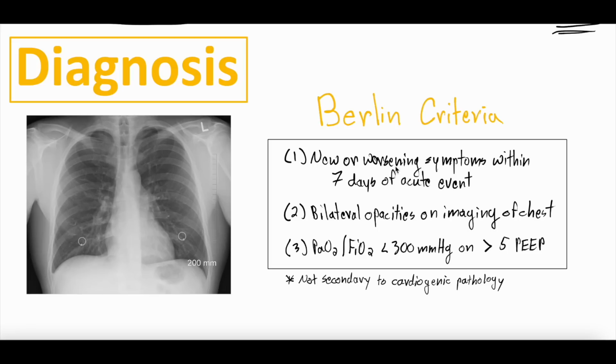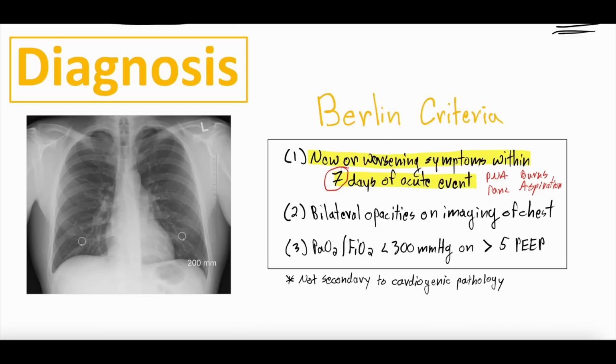The criteria are, though, new or worsening symptoms within 7 days of an acute event. And remember that acute event are the things we talked about. Things like pneumonia, things like pancreatitis, right? Burns, I don't think we put that on the list, but burns can do it. Things like aspiration, right? All these are kind of that acute event. So if you're sick from one of these acute events, you have to be within 7 days.